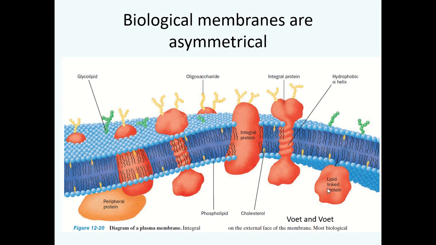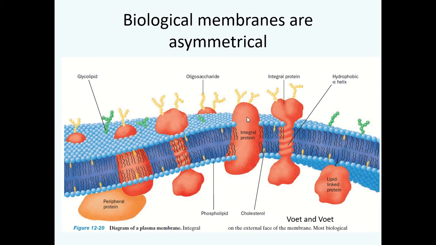Other types of proteins are called lipid-linked proteins. These proteins have a lipid molecule which is hydrophobic and it is covalently attached to the protein. These proteins are inserted into the membrane by means of this lipid which is linked to the protein. Such proteins are called lipid-linked proteins. These proteins are also associated with the membrane.